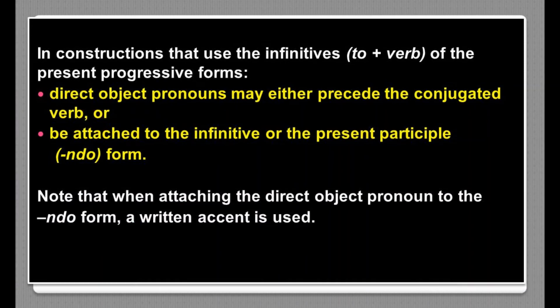In constructions that use the infinitive or the present progressive forms, the direct object pronouns may either precede the conjugated verb or be attached to the infinitive or the present participle, the NDO form. Take note that when attaching the direct object pronoun to the NDO form, a written accent is used.